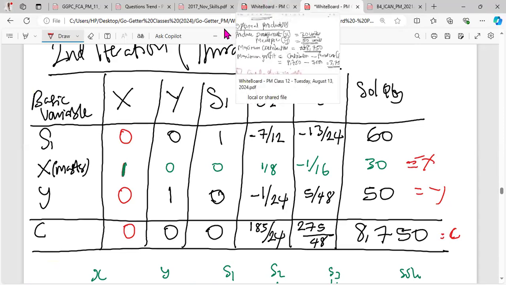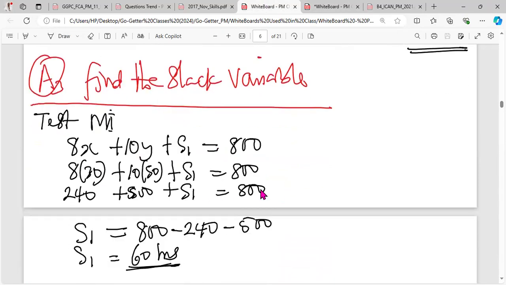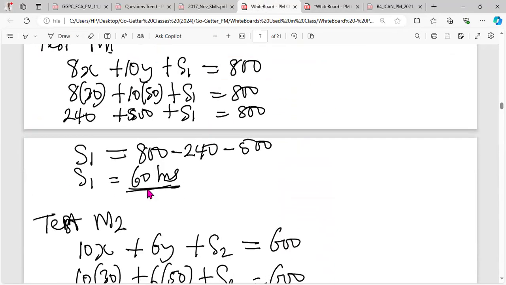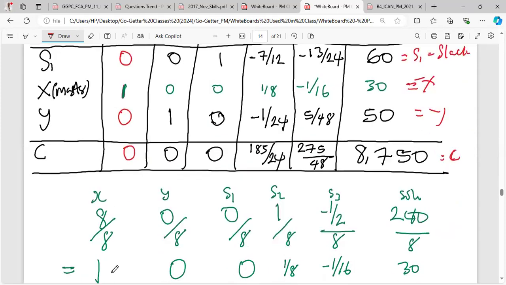In this same table, we can also see that when we found the slack variable, we found out that S1 is 60, which is the slack. So this is your slack. This is your production of X, production of Y, and your maximum contribution. Now let's do something else again.